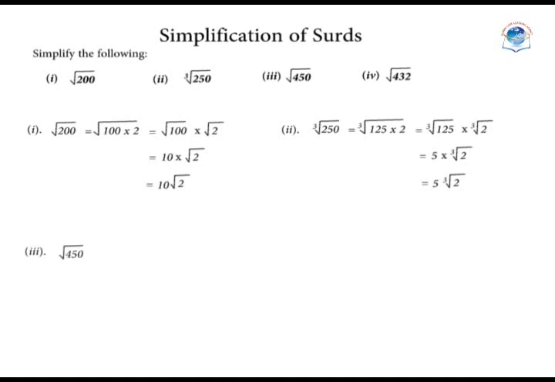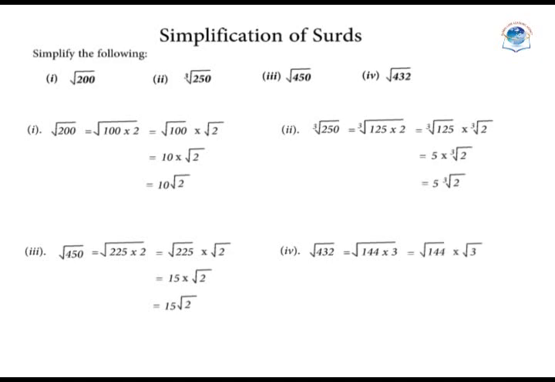Next, root 450. The best combination of factors is 225 times 2. Root 225 is 15 and root 2 is a surd. So we leave it as 15 root 2. And lastly, root 432. 432 is also the same as 144 times 3. So we split it, root 144 times root 3, and we shall have root 144 is 12 and root 3 is a surd. So we shall have 12 root 3.